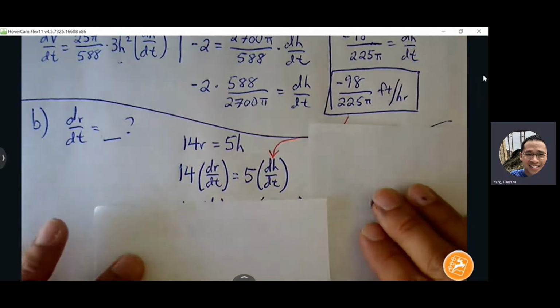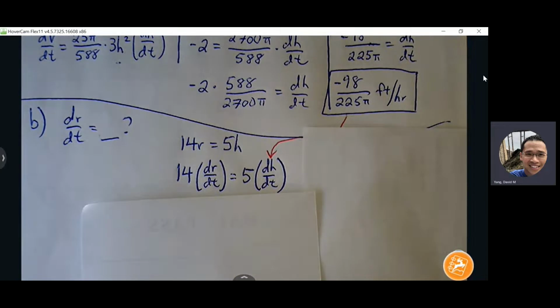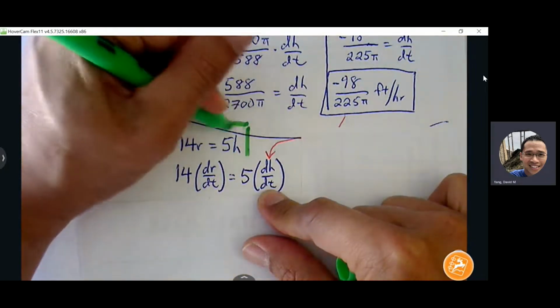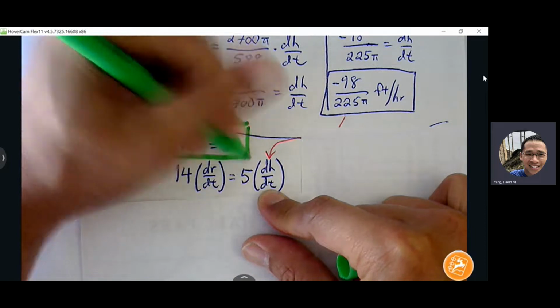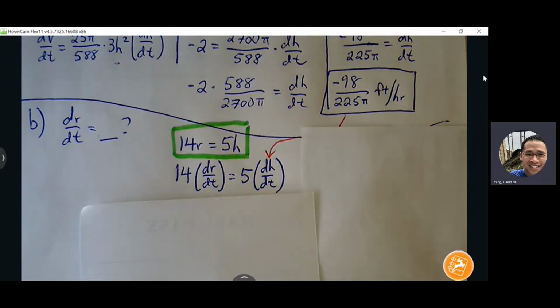Okay, so we're looking for dr dt. We have that ratio that we built, 14r equals 5h. It's an equation that we can use to find our derivative still. So 14r becomes 14 dr dt, right? R goes to 1, but we are asking for r's derivative, so it turns into dr dt. 5h, 5 stays, h becomes 1 dh dt.